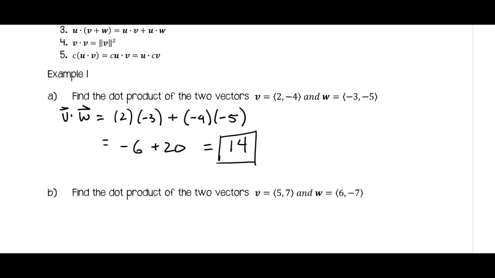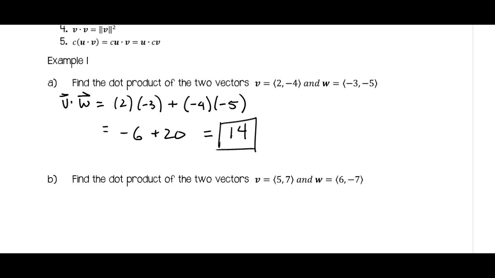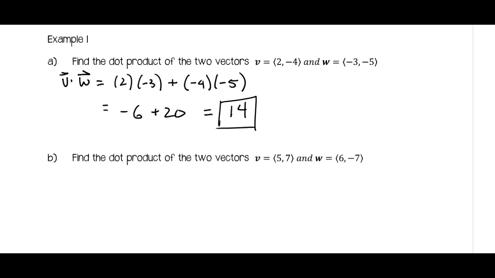Just keep an eye on me if I make any mistakes. Send me an email or correct me in class. You see we did the dot product operation and we got a single scalar number, which is 14.